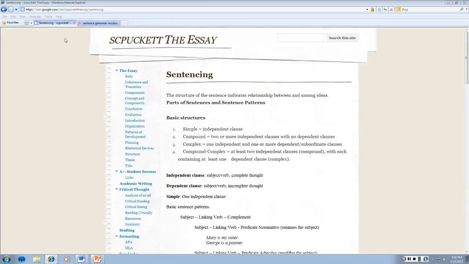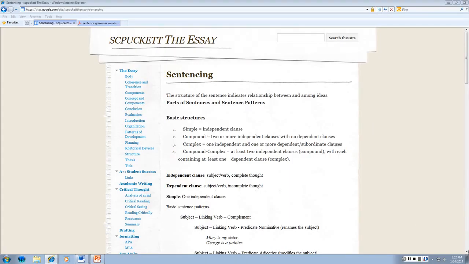Now, I've gone back to the main web page. Remember, the handout is attached at the bottom, and I'll correct the error in spelling. But in sentencing, this discusses those elements that I addressed to you. And then you can use the handout so that you can go back and review. But the basic structures: simple, compound, complex, compound complex, one independent clause, two or more, one independent with a dependent, and a combination of independent and dependent.